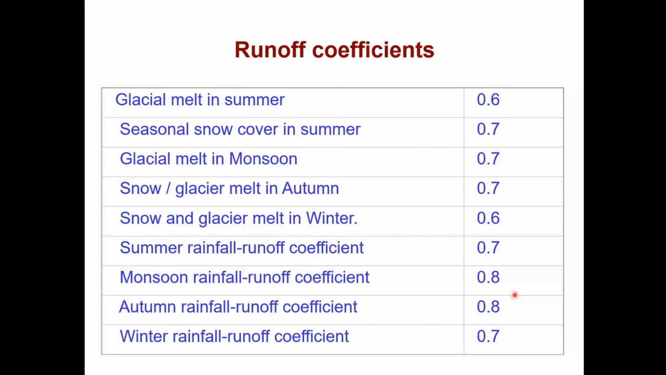So it depends upon, say, glacier melt in summer has a slightly lower runoff coefficient, and then the seasonal snow in summer has a high runoff coefficient. Snow and glacier melt in winter has a little lower runoff coefficient, because some of the energy or water will be used for internal consumption by the snowpack. Monsoon precipitation is very high, and autumn is very high because the soil is at field capacity and making it run off. It's very efficient. So these are the ideas put into it, and you can give the runoff coefficient.